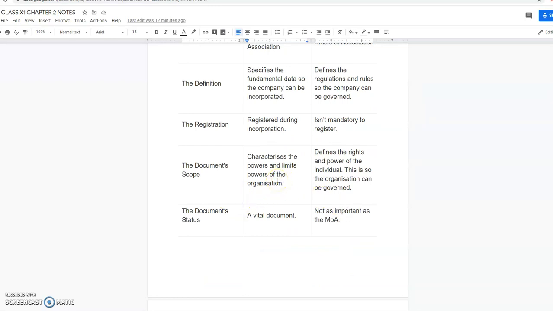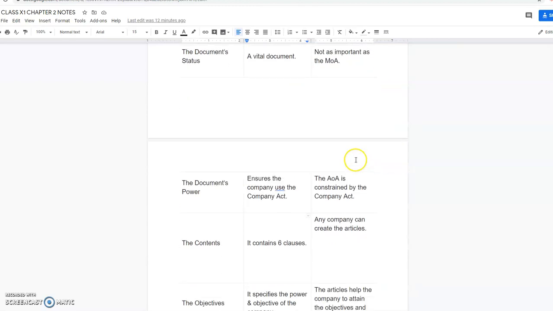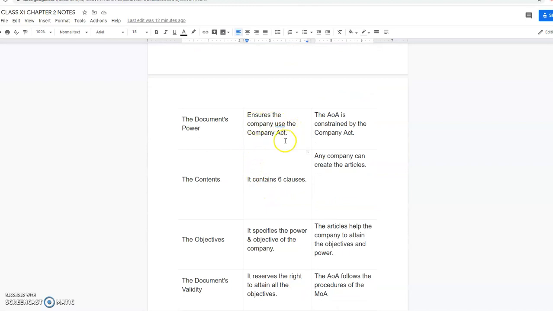Now, the scope of the memorandum of association is defined in different clauses. But in the articles of association, what is defined? Here the rights and powers of the individual are defined. It is a vital document, but it is not as important as the MOA. The MOA ensures the company uses the Companies Act; in the MOA, the clauses under the Companies Act are the ones written. The AOA is not constrained to these acts.